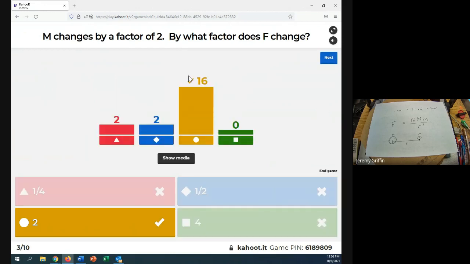Well, factor 2. Yeah, you guys got that, right? So that doubles the overall force.